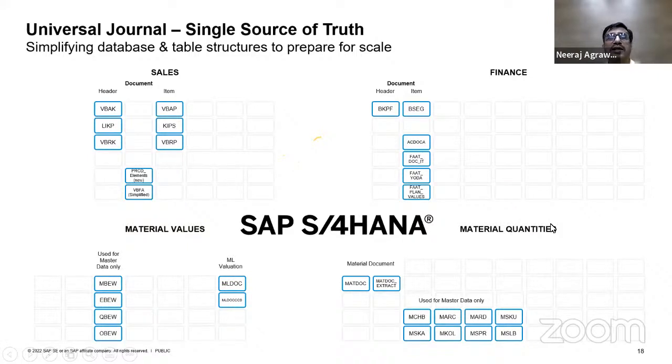Of course, some of the old tables are still available as views. That has been kept because some reports still use them, and for customers who moved from ECC to S4, they are still available so that their reports don't break.